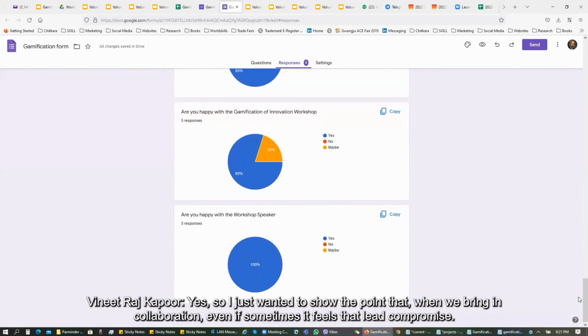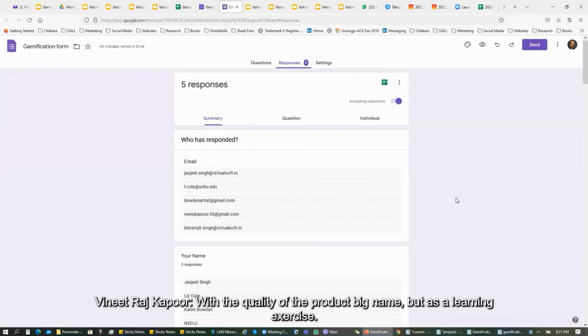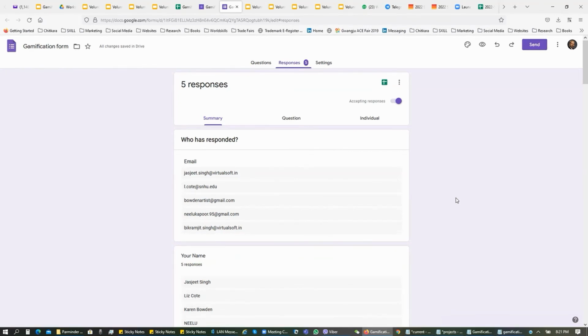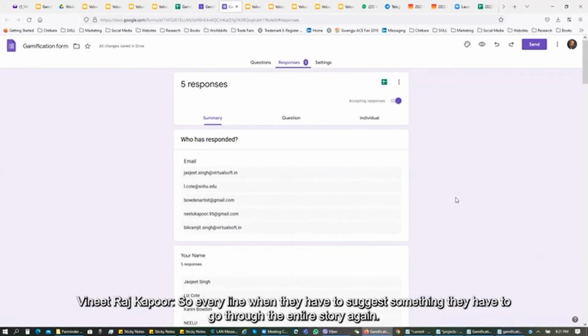Yes. So I just wanted to show the point that when we bring in collaboration, even if sometimes it feels that we compromise with the quality of the product being made, as a learning exercise, I don't know whether you realize, but in A, B, C, D, and E, they went through 5 stories. So at every line, when they have to suggest something, they have to go through the entire story again.